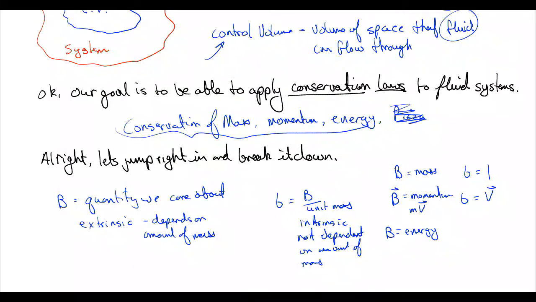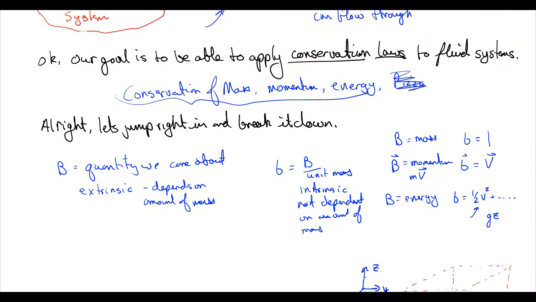Lowercase b is going to be equal to 1/2 v squared plus however many different expressions for energy we want to add. This is the expression for kinetic energy per unit mass. We could also add potential energy, which is Gz, right? We could add pressure in there too if we really wanted to. There's ways to do that, right? And we'll talk about how to do that when we get to conservation of energy.